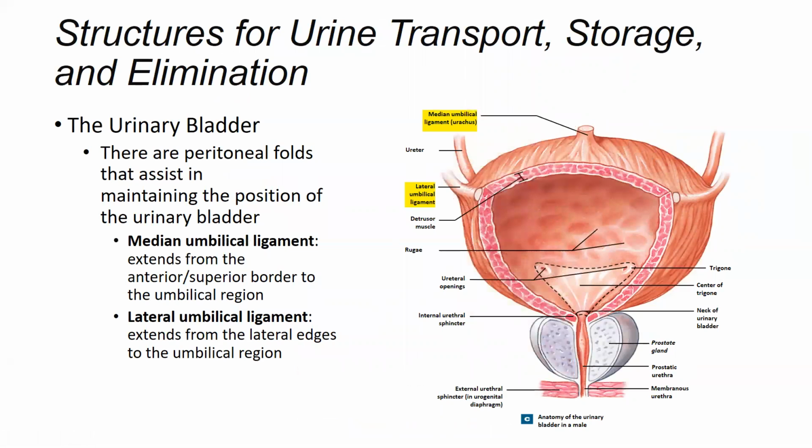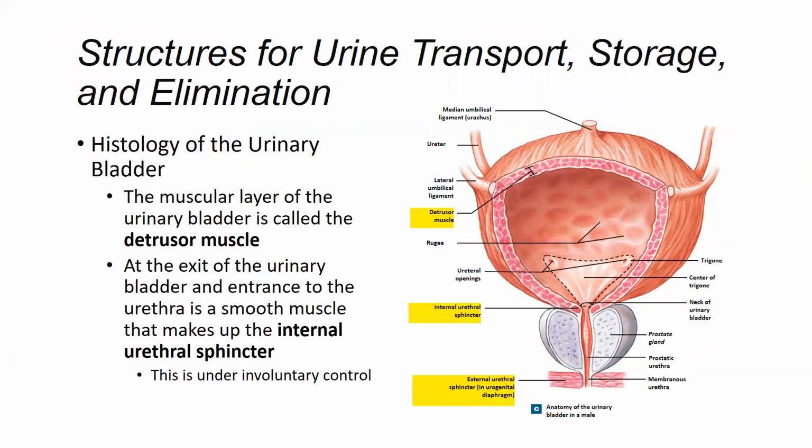Moving right along, we're going to skip over these ligaments, they're not very important. Let's talk about the detrusor muscle. That middle muscular layer of the bladder is called the detrusor. And again, we talked about the trigone, which is that triangular region of the base of the bladder where the ureteral orifice is open.